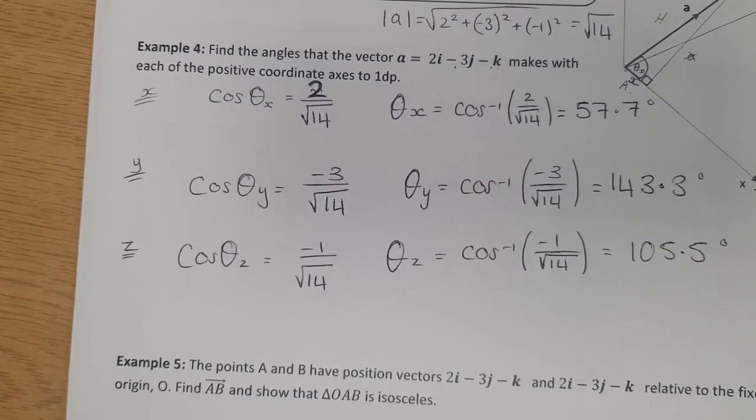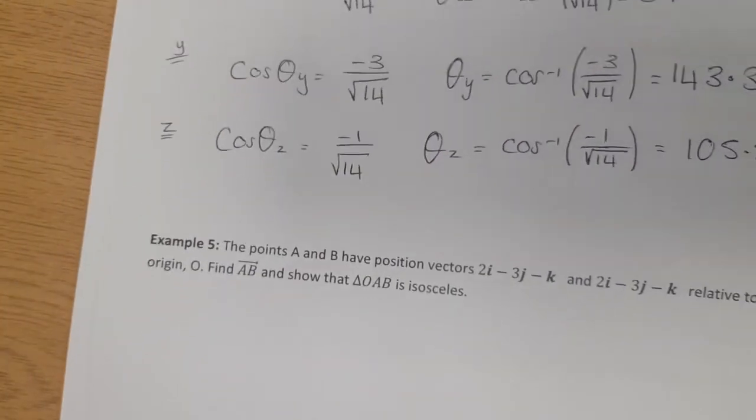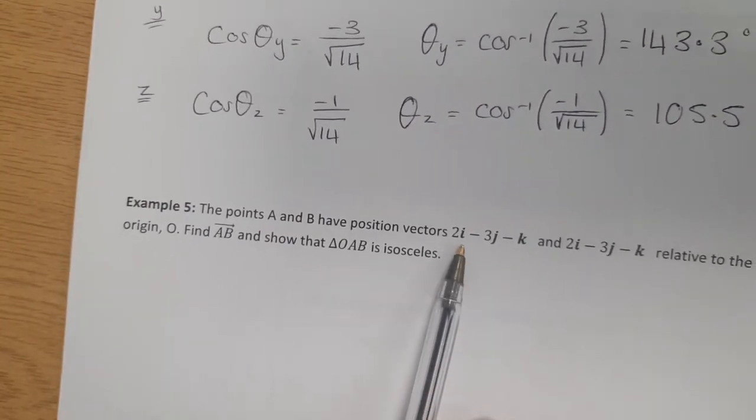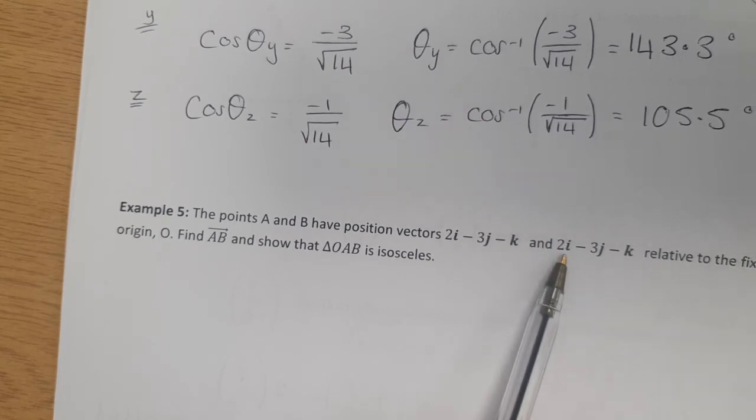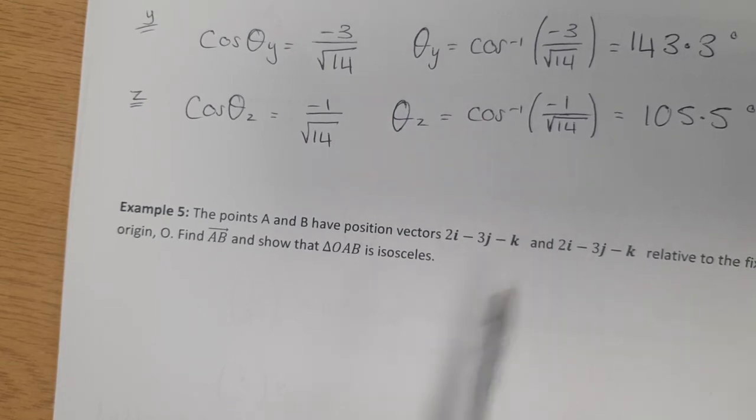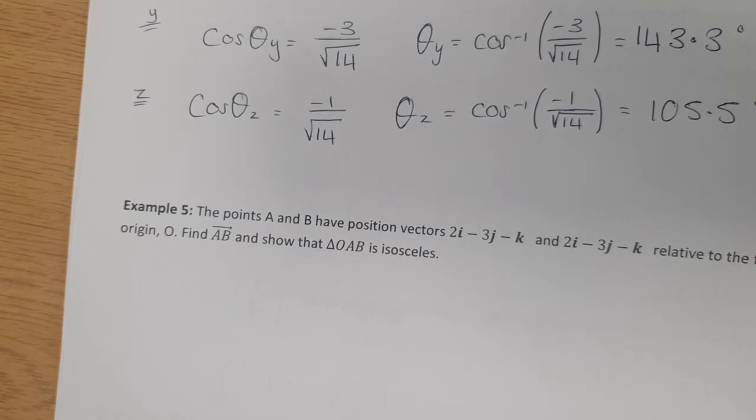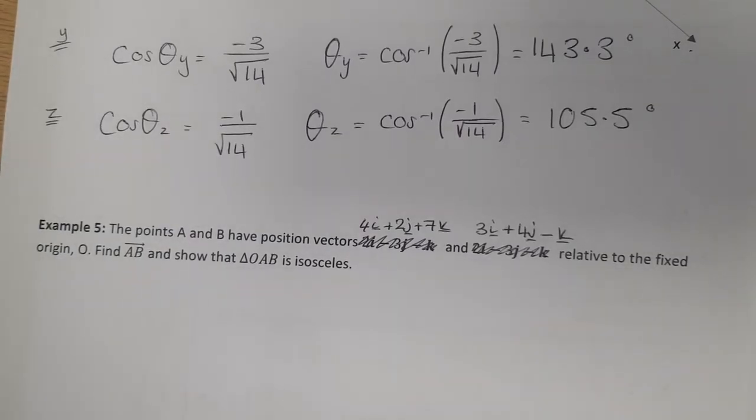Right, from there, our last example is you've got the points A and B have got the vectors 2i minus 3j minus k and 2i. I realised I didn't edit that question. So let's just find that question. Right, sorry about that, guys. You can guarantee I'm always going to make a mistake somewhere.